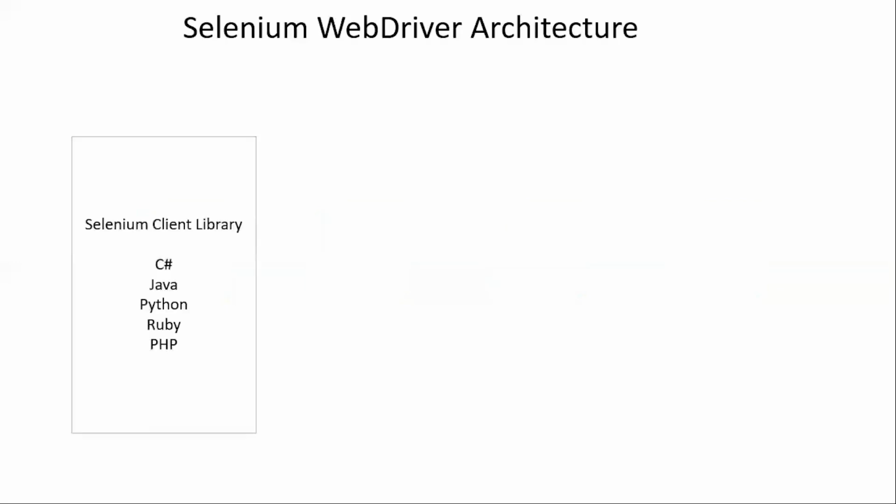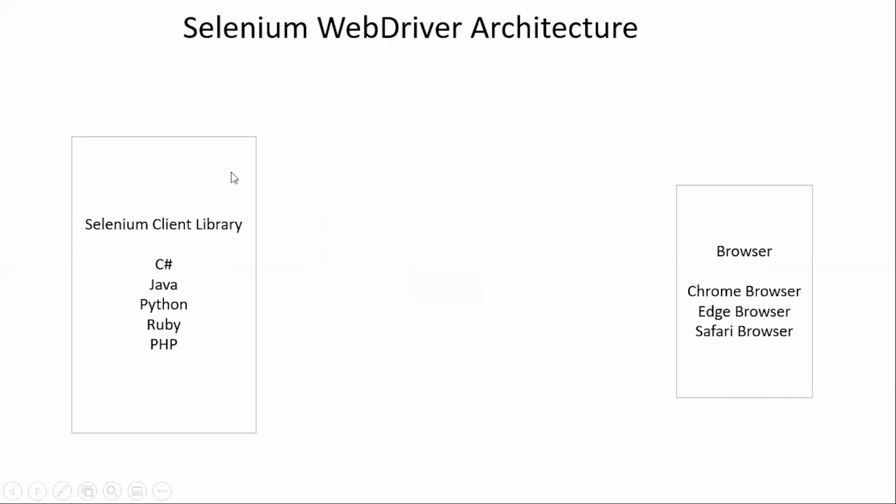Now, whatever code you will be writing using the Selenium client library, which I'll show you how to download and use. So basically using Selenium libraries, whatever code you're going to write, we have to actually automate browsers. But there is no direct communication between this code and your browser. Rather, an intermediary is required, and that intermediary is nothing but the browser drivers.